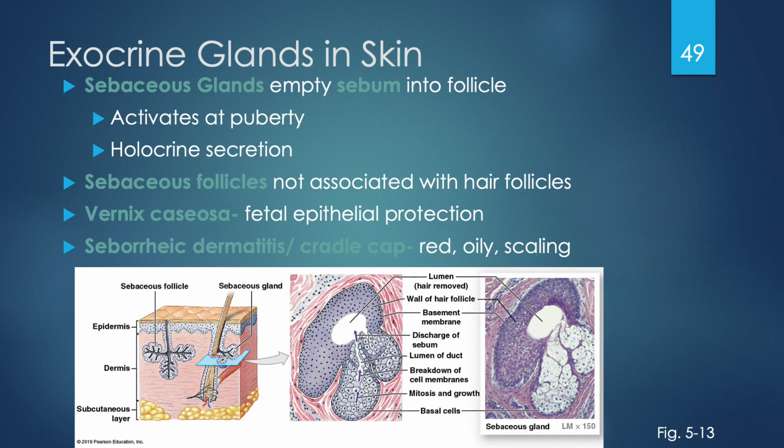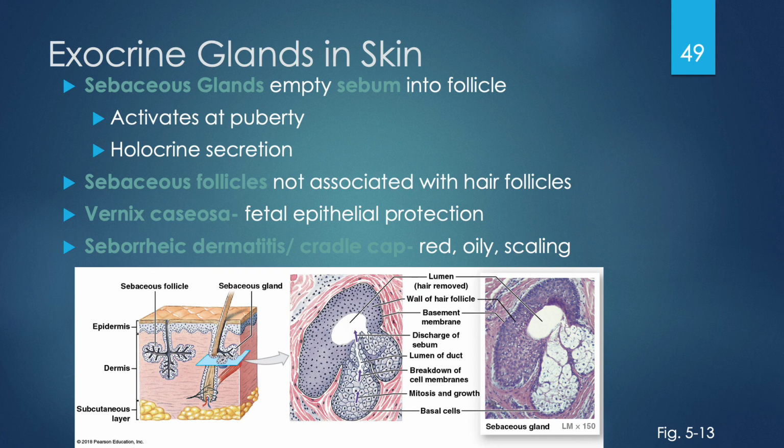Now, there are also sebaceous follicles, which are different than sebaceous glands. So the glands empty the sebum into the follicles, whereas the sebaceous follicles are not associated with hair follicles at all. They're actually just going to deposit their product directly onto the epithelial surface.